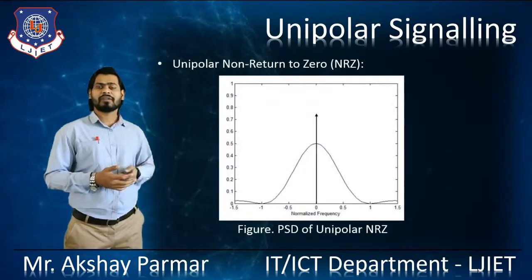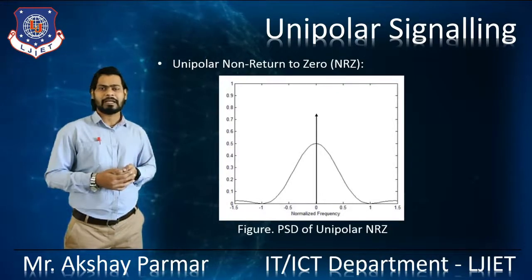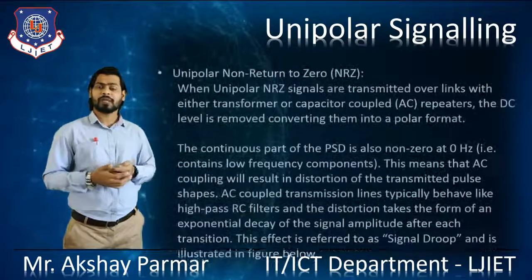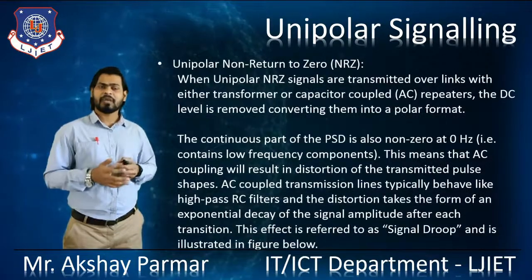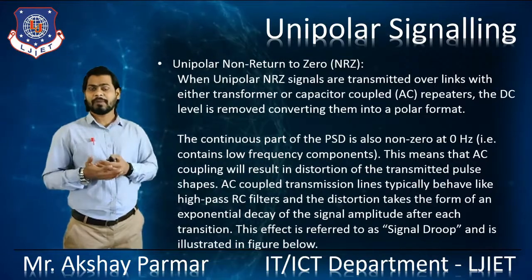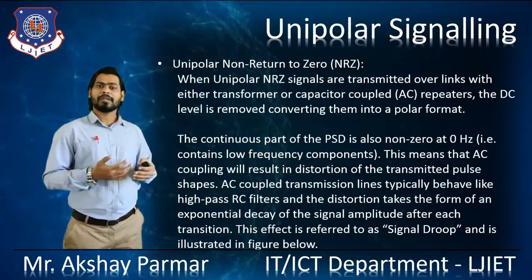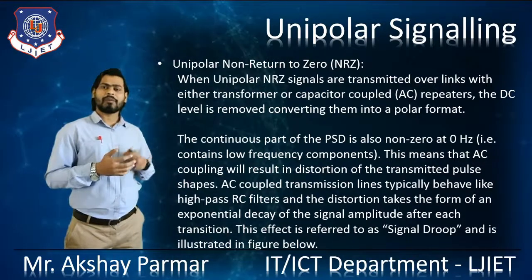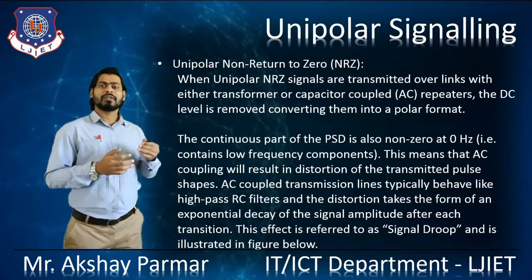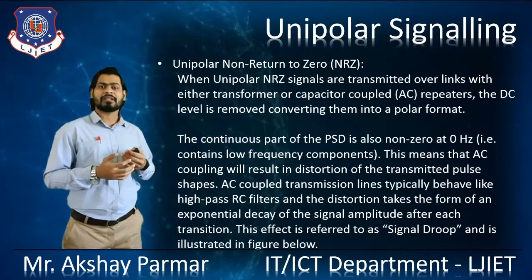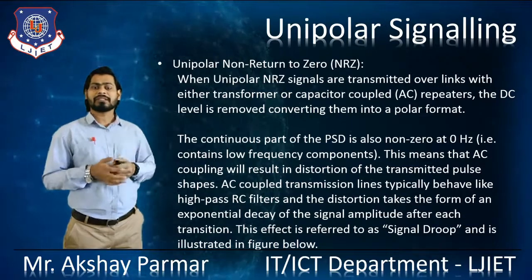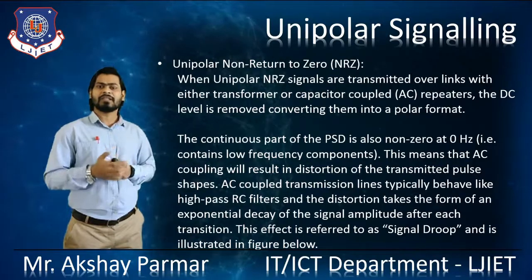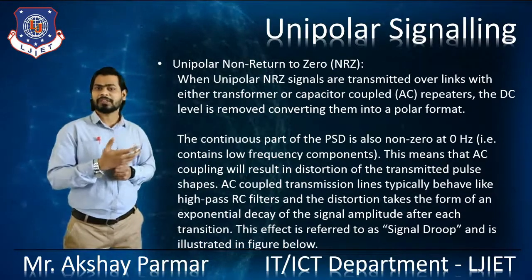This is the figure of the PSD of the unipolar NRZ. We can see that the unipolar NRZ signals are transmitted over the link with either a transformer or a capacitor coupled repeater. The DC level is removed, converting them into the polar format. The continuous part of the PSD is non-zero at 0 hertz, so it contains a low frequency component. This means that the AC coupling will result in distortion of the transmitted pulse shapes.